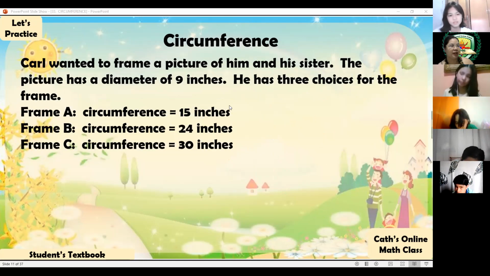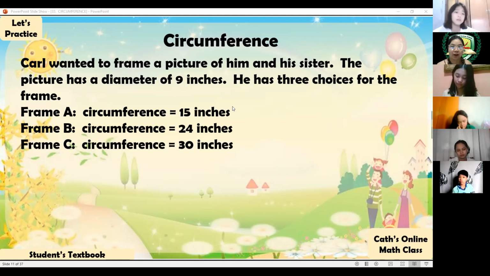Okay, let's have this one. Carl wanted to frame a picture of him and his sister. The picture has a diameter of 9 inches. He has 3 choices for the frame. Frame A has a circumference of 15 inches. Frame B has a circumference of 24 inches. And frame C has a circumference of 30 inches. Saan kaya susukat itong picture ni Carl? So what are you going to do? Chat to me the answer.